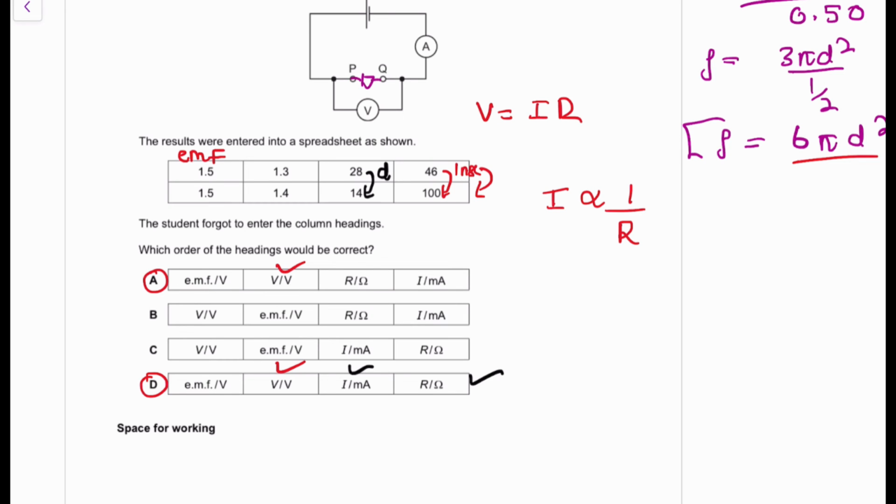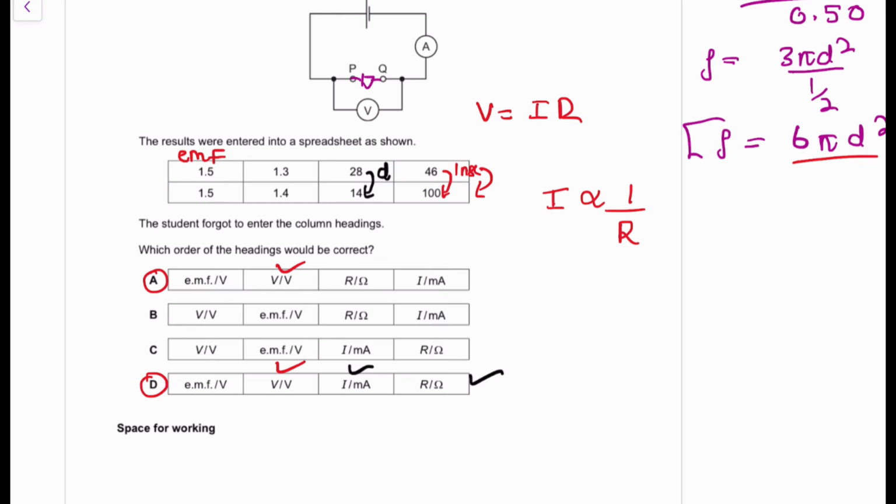If current is inversely proportional to the resistance, and let's assume the correct answer is A, if the current is going to increase and the resistance is going to decrease, therefore the resistance should have increased for us to have a bigger voltage drop. But D has to be correct because the resistance has increased, and if the resistance is increased, the current is going to decrease.